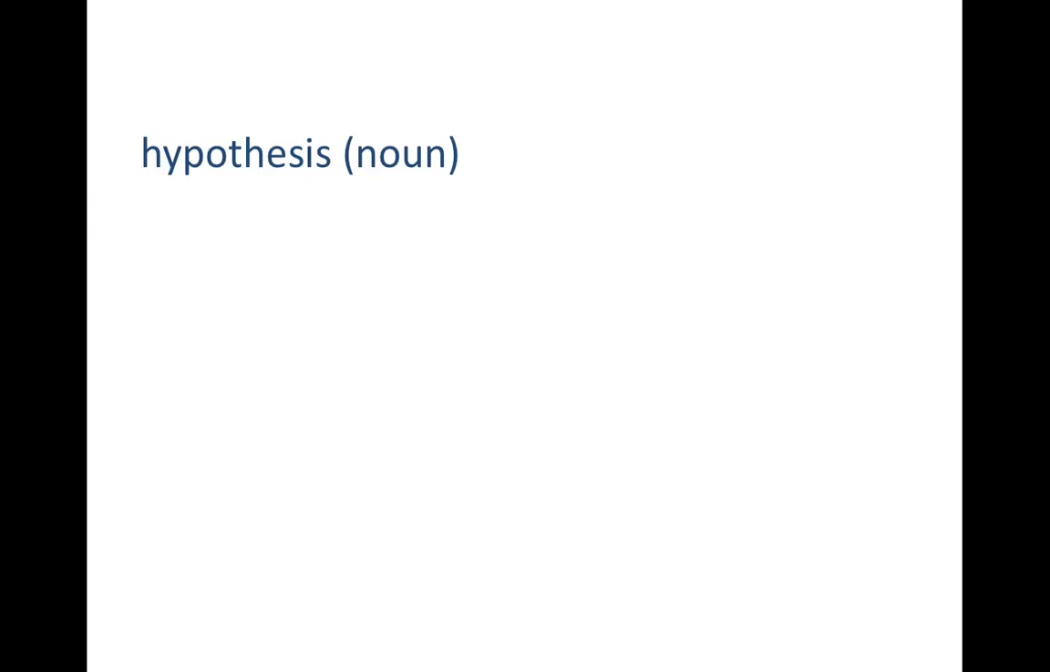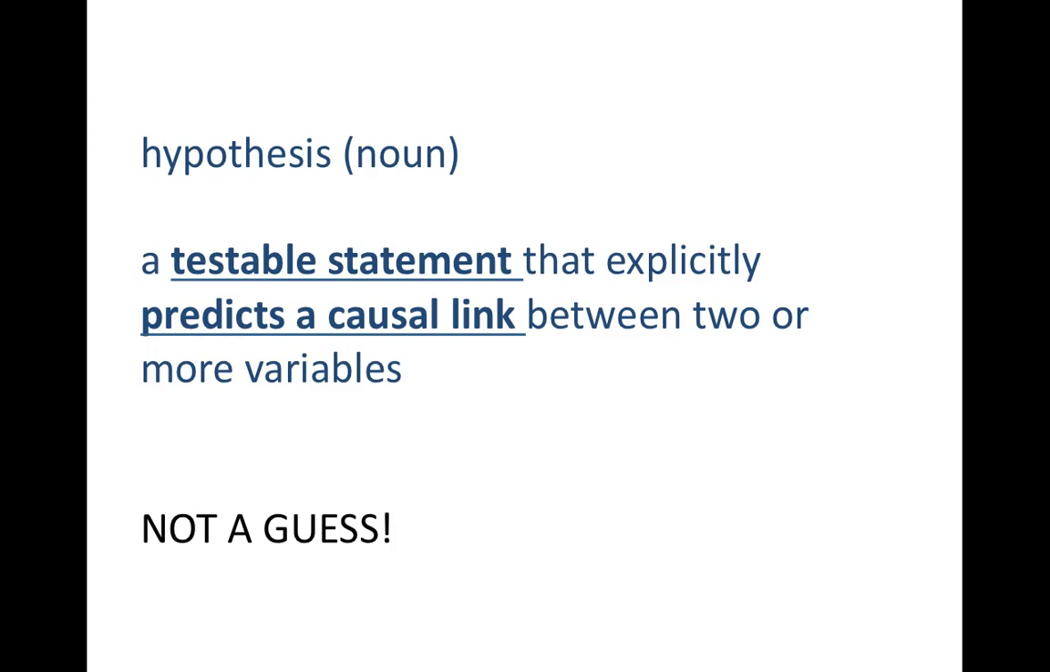So when we have a look at these definitions, a hypothesis, now quite often we tell students that a hypothesis is a guess or an educated guess, when in actual fact it's a lot more than that. A hypothesis is a testable statement that explicitly predicts a causal link between two or more variables. So let's have a look at a couple of examples.